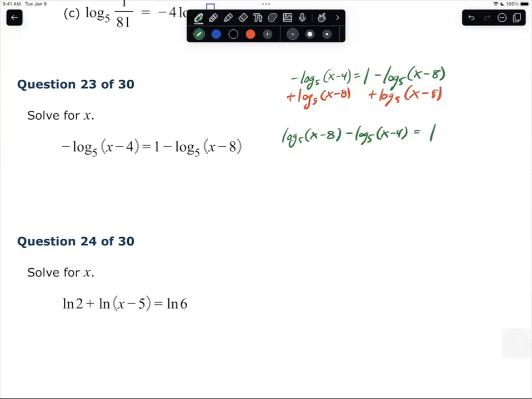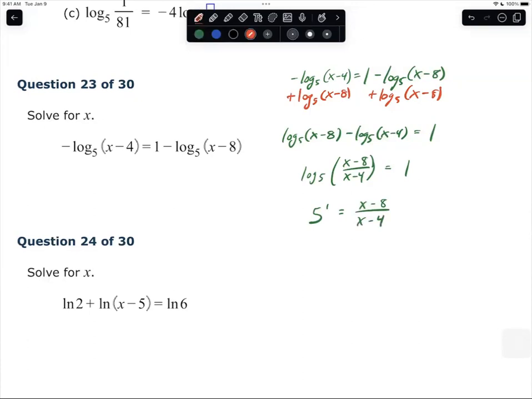You're going to combine the logs. Combine the logs. And what would the two logs combine to be? This would be log base 5 of x minus 8 over x minus 4. Yeah, good. All right, nice. And then what? Change it to exponential form. Change it to exponential form, and what would that be? 5 to the power 1? Very good.